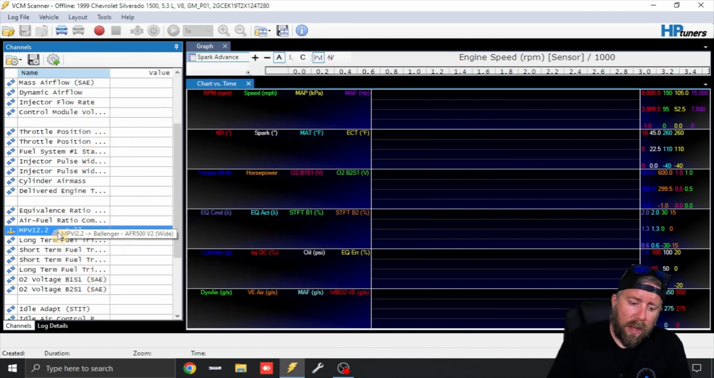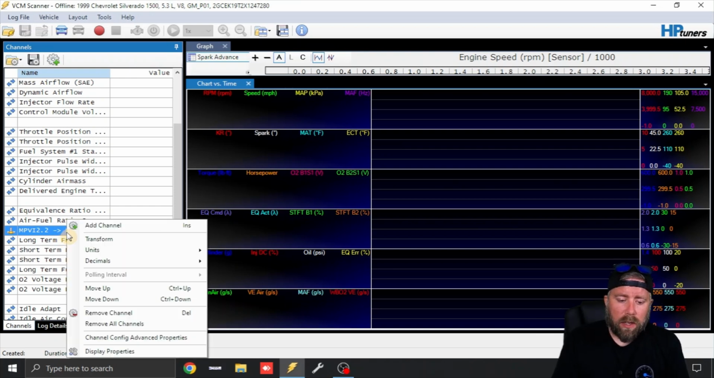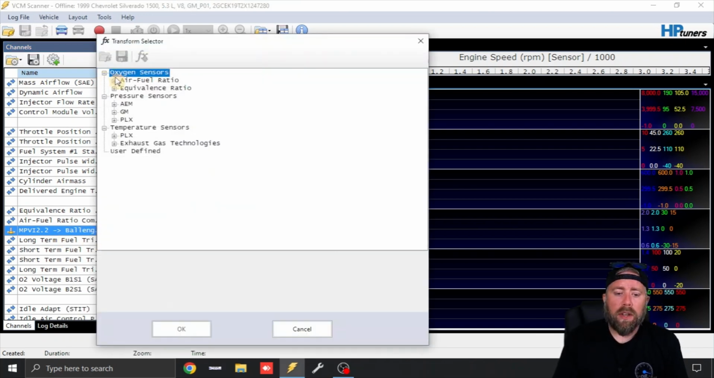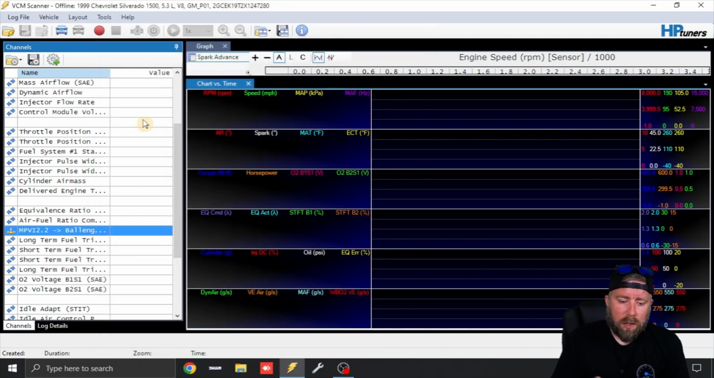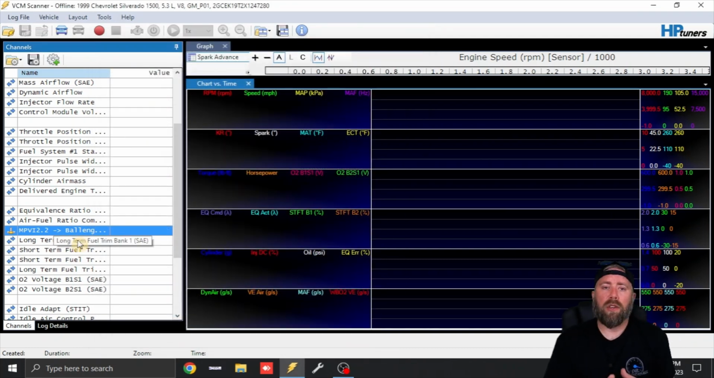and then it will actually pop up and you will need to transform it into your wideband. So in order to transform it, you're going to right click, you're going to hit transform, and then you're going to select which oxygen sensor you're going to use. I use equivalence ratio or lambda, and then I use this Ballinger AFR 500 V2 wide, so that it automatically populates this. You can go through there, there will be AEM, there will be plenty of other sensors available, so hopefully it has you covered.